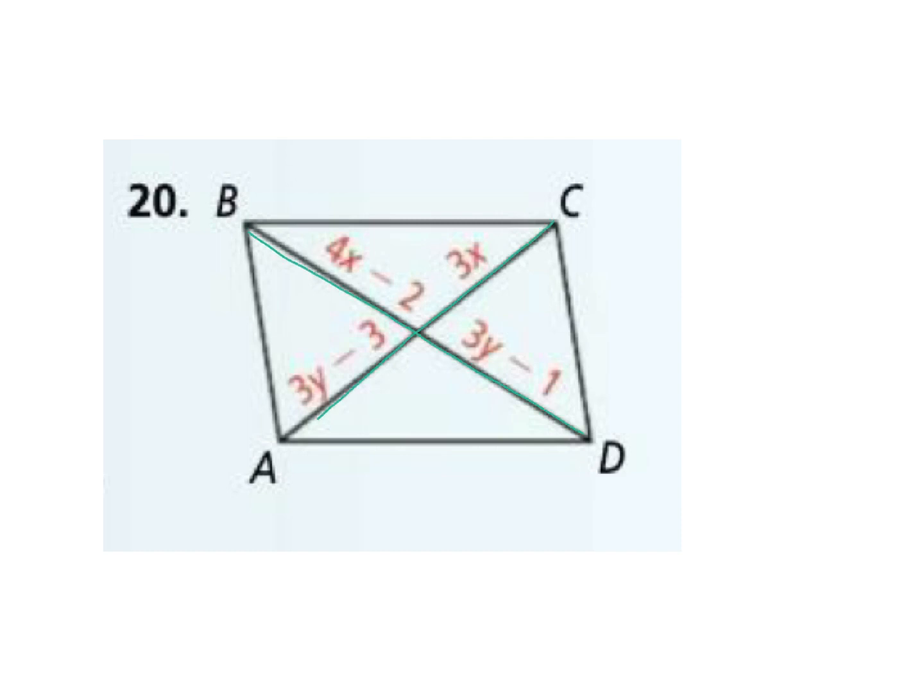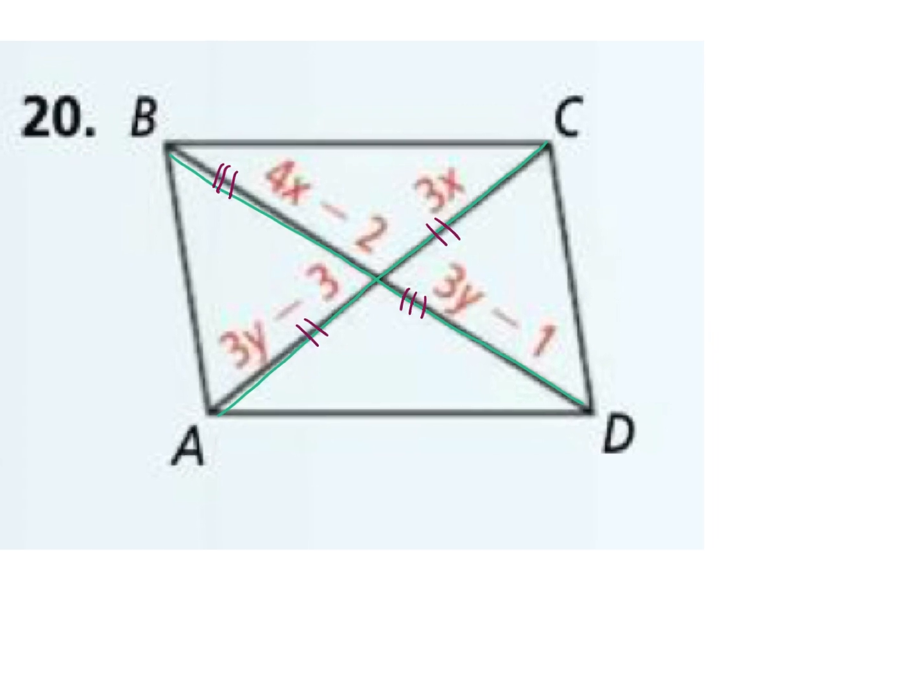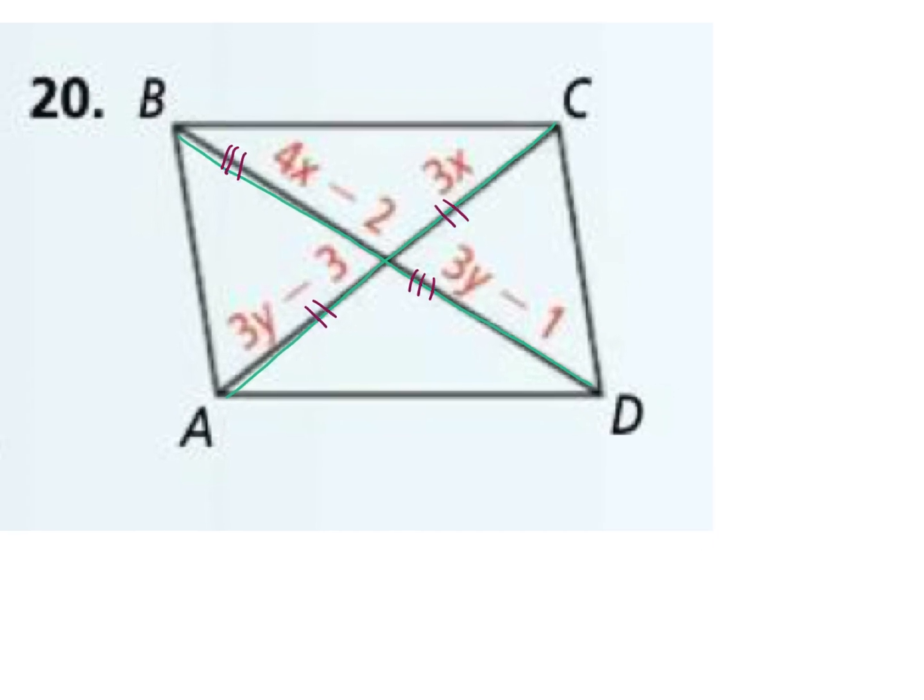They equal 180? No, 180 and 360 are all angle measures. The diagonals aren't angles, but the pieces of the diagonals are lengths. They bisect each other. Remember, this will equal this, and this will equal this. So if diagonals bisect each other, then what are we setting equal?